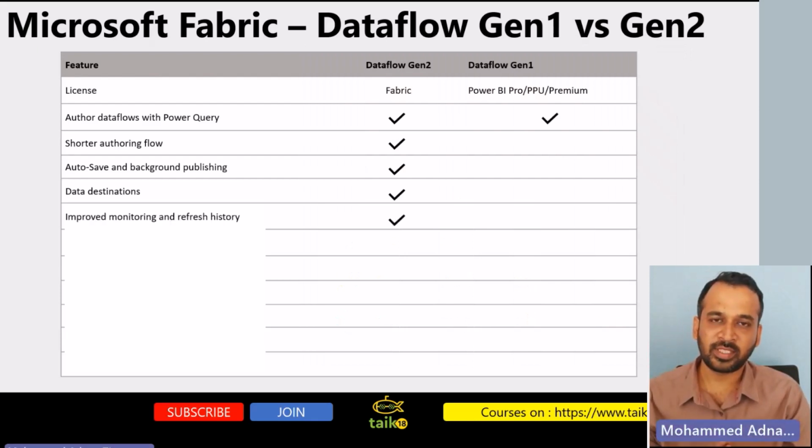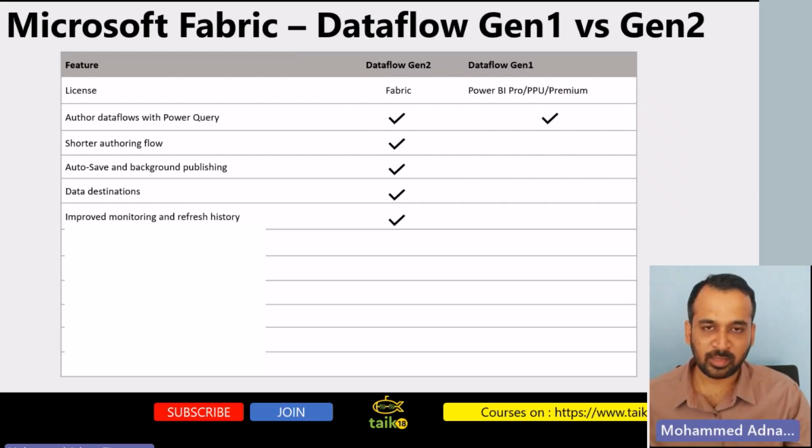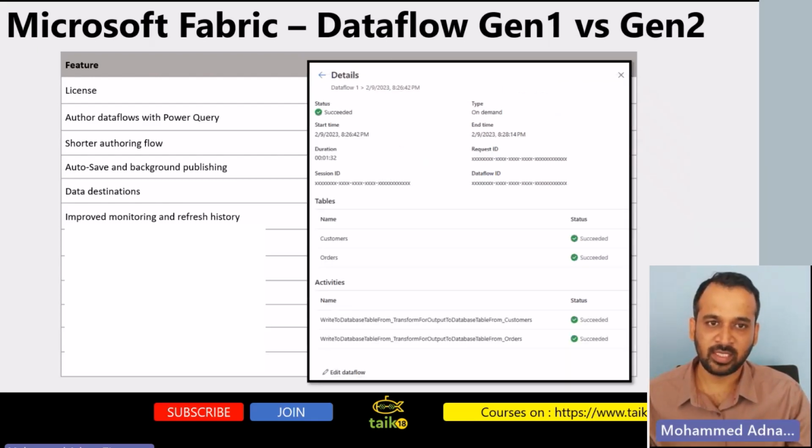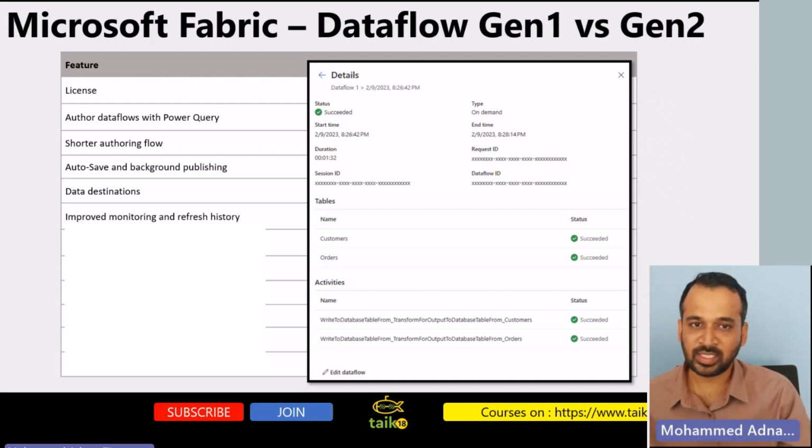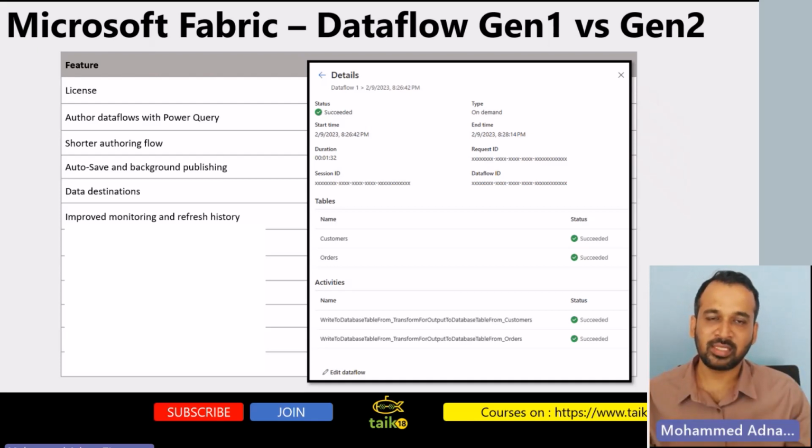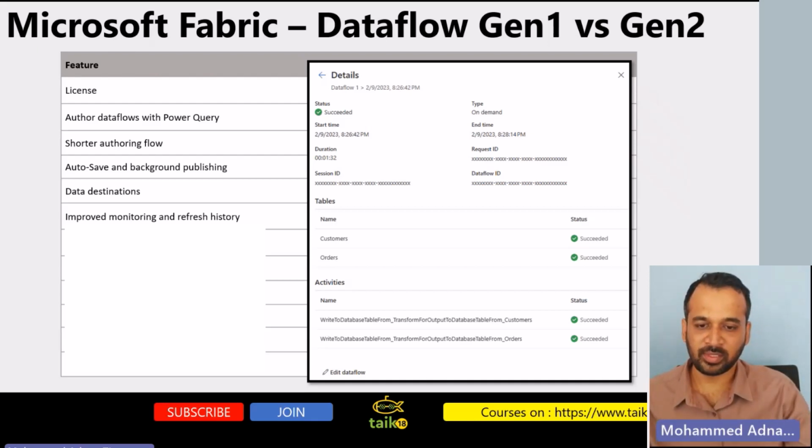Improved monitoring and refresh history. As it has a destination as well, it has given additional functionality about the refresh and what the status of it is. Here you can see the detailed description about the dataflow: when it succeeded, what the type of the refresh is, the start time, end time, the duration, the request session dataflow ID, what tables are inside it, and then the activities of that. If there is an output activity which you have defined, then it's also added here.